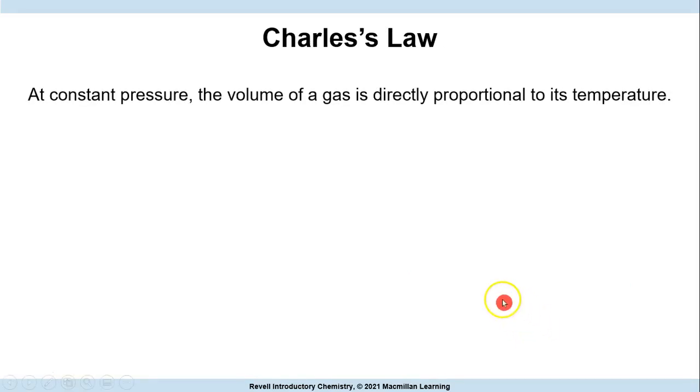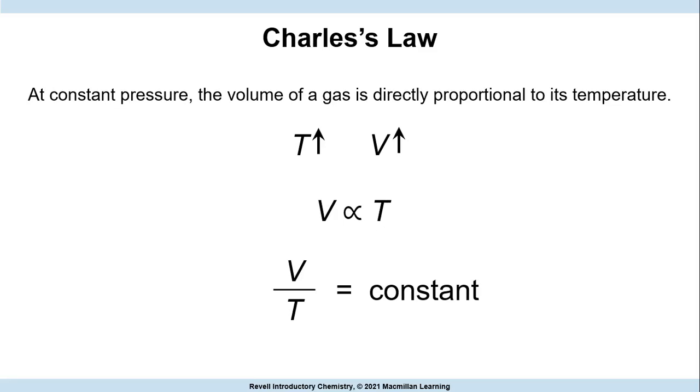Now let's look at the next law, Charles's law. Charles's law states that at constant pressure, the volume of a gas is directly proportional to its temperature. Here it means that as the temperature increases, the volume as well increases, which means that volume is directly proportional to temperature, and we are going to state mathematically that V over T is a constant.